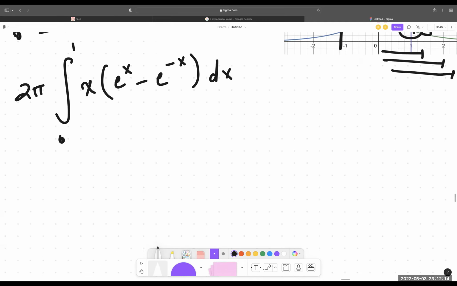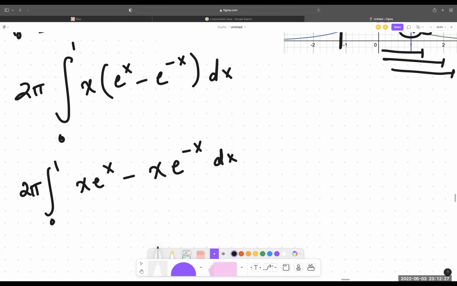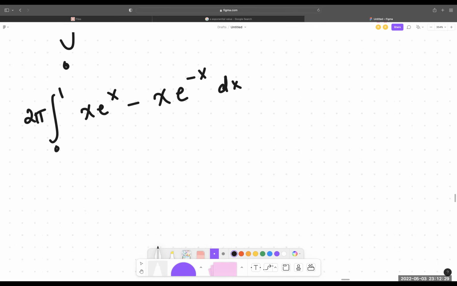Okay, how can you make this easier on yourself to take the integral of something like this? Well, it's x e to the x minus x e to the negative x. So maybe we can distribute, see if that helps us. And then we can just take two separate integrals.